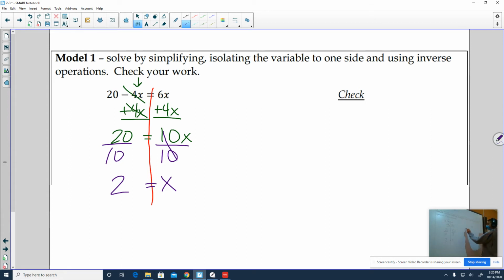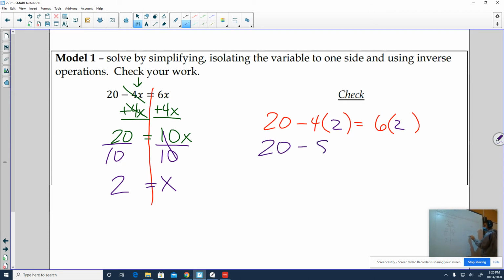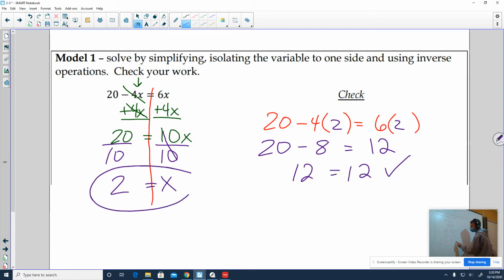Always do a quick check. So I'm plugging back in. So 20 minus 4, and I'm plugging in my 2 for x should equal 6 times 2. Let's see if it's true. PEMDAS says 4 times 2 before subtraction. That would be 8. 6 times 2 is 12 on the right side there, and 20 minus 8 is 12. 12 does equal 12. My equation's true. Therefore, I can now go and circle my solution. X is 2.